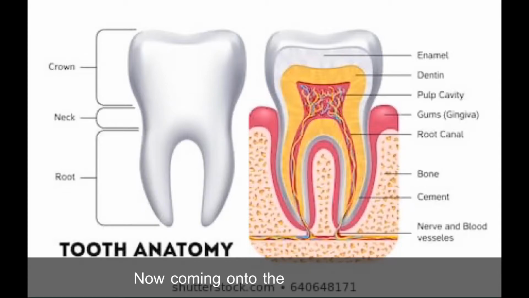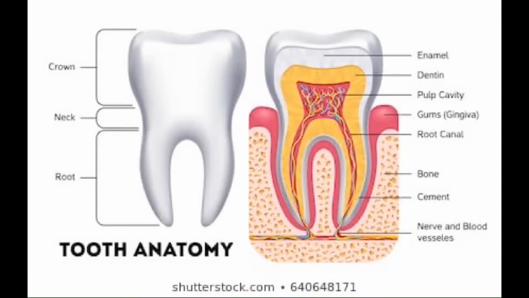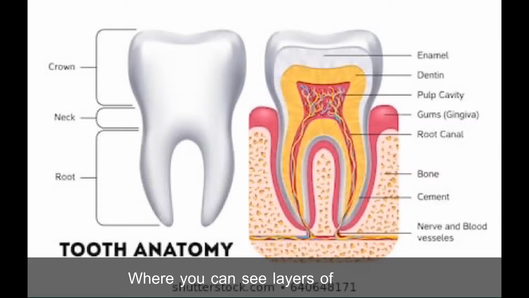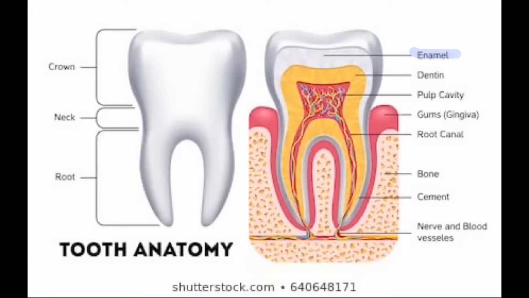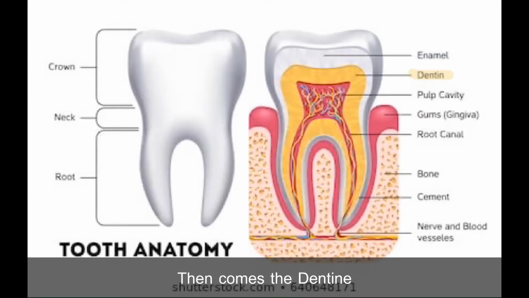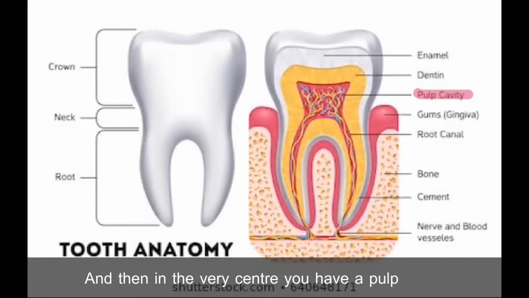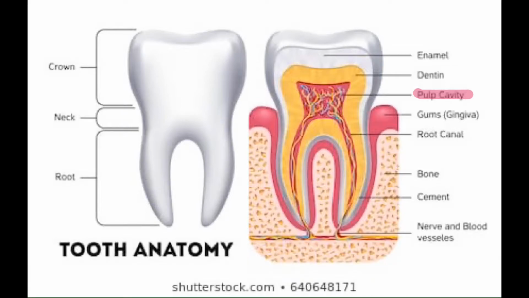Now coming on to the right hand side, where you can see layers of the tooth. The very first layer that you're looking at is the enamel, the hardest substance in your body. Then comes the dentine, the second layer of the tooth. And then in the very center, you have a pulp cavity. The pulp cavity contains the nerves of the tooth.